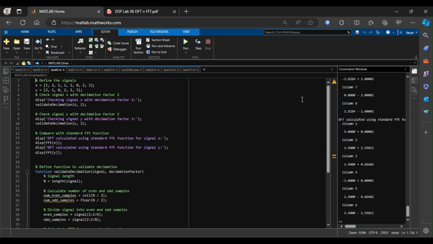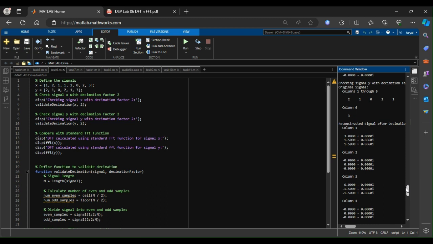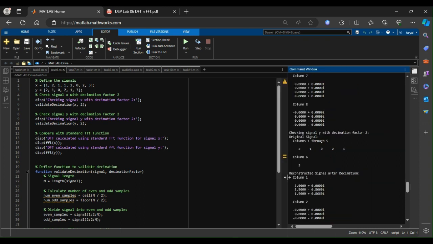Here we directly compare the result of the decimation process implemented in task 1 with the result obtained using the MATLAB standard FFT function. The output includes the original signal and a reconstructed signal after decimation obtained using task one's method. Here is the reconstructed signal output after decimation, and then checking the signal y with the decimation of the original signal.